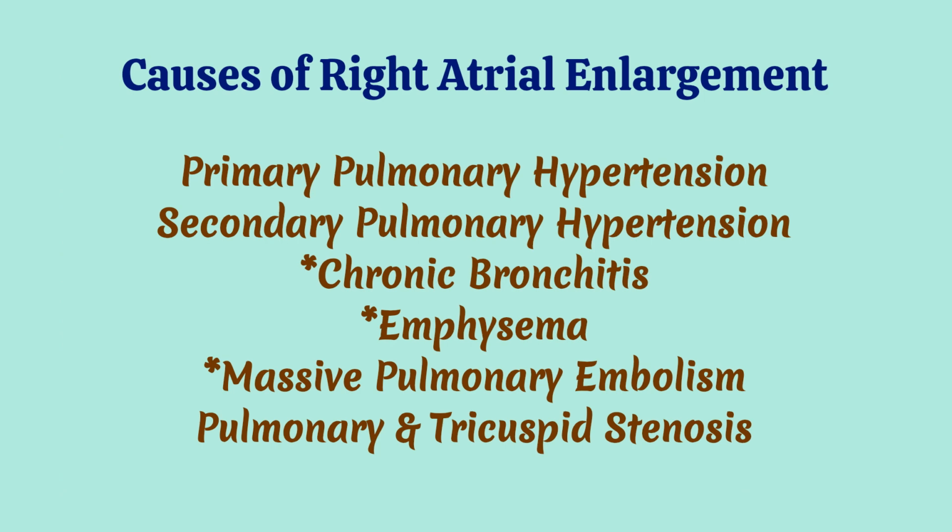Common causes of right atrial enlargement include primary pulmonary hypertension, secondary pulmonary hypertension due to chronic bronchitis, emphysema, massive pulmonary embolism, and pulmonary and tricuspid stenosis.